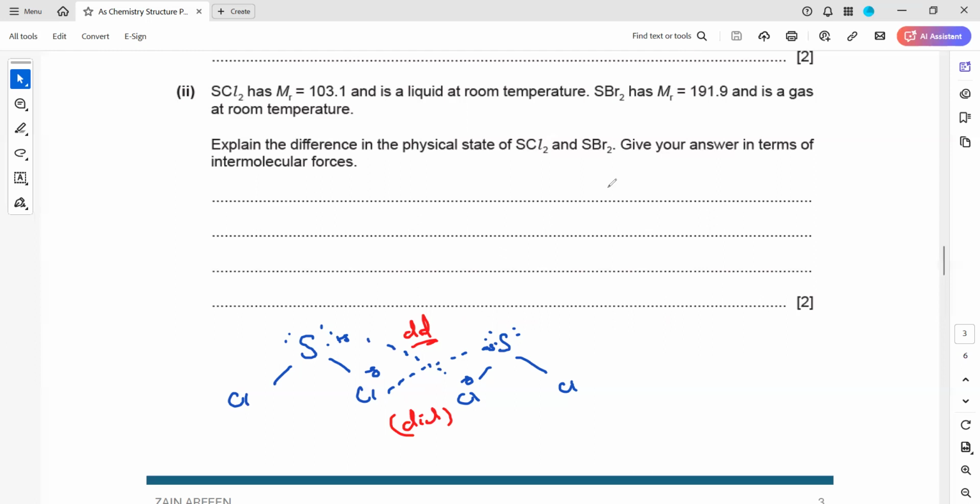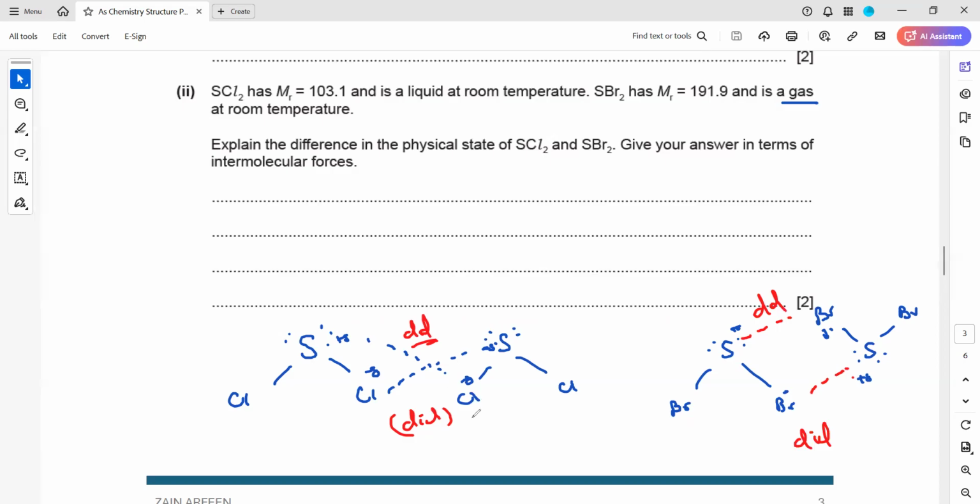When we compare sulfur dibromide, they mention it is a gas. So bromine is there, and this will be partial positive, partial negative, partial positive, partial negative. Now, there will be attraction between the dipoles. So because of dipole attraction, dipole-dipole, and because of the number of electrons in the system, they will have dipole-induced dipole. Remember, dipole-induced dipole force depends on the number of electrons.